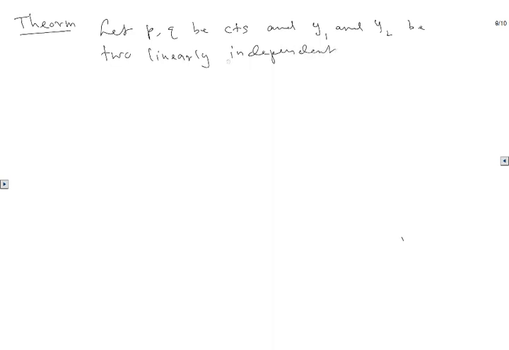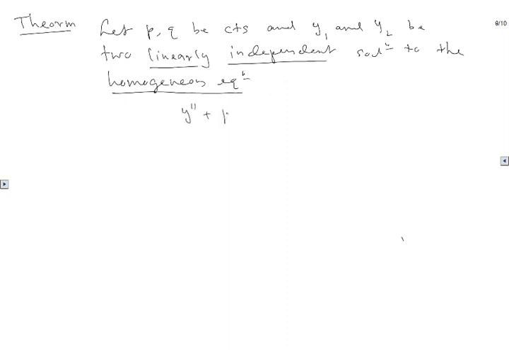So let's say let P, Q be continuous and y1 and y2 be two linearly independent solutions, that means one is not a constant multiple of the other, to the homogeneous equation y double prime plus p(x) y prime plus q(x) y equals 0.